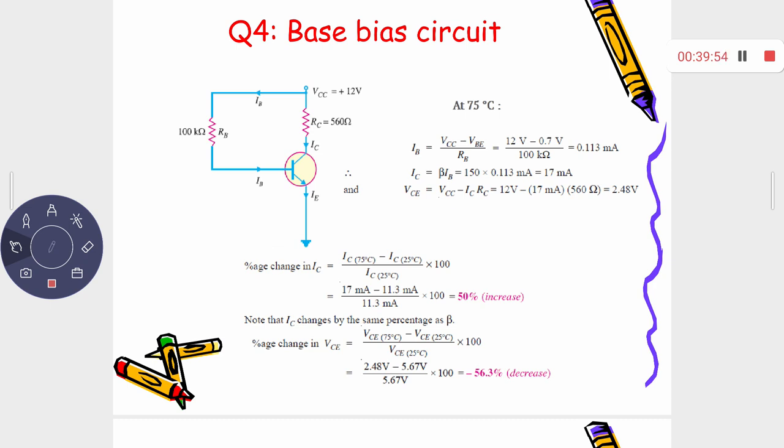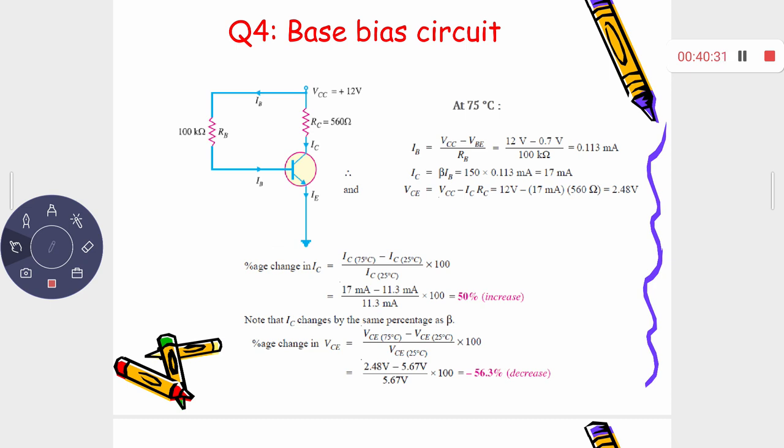Because we have a change in beta by 50%, 100 to 150. That means the change in IC is by 50%. Quite obvious, because IC is equal to beta times IB. IB is fixed, beta changes by 50%, then IC also changes by 50% in the same direction. Isn't it? And your VCE changes by 56.3% decrease. So that is not at all very good.